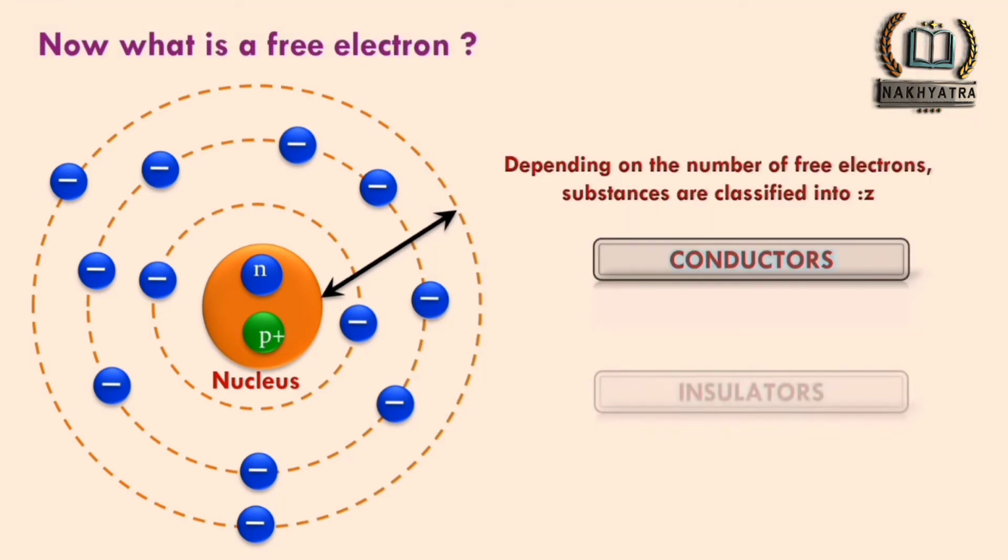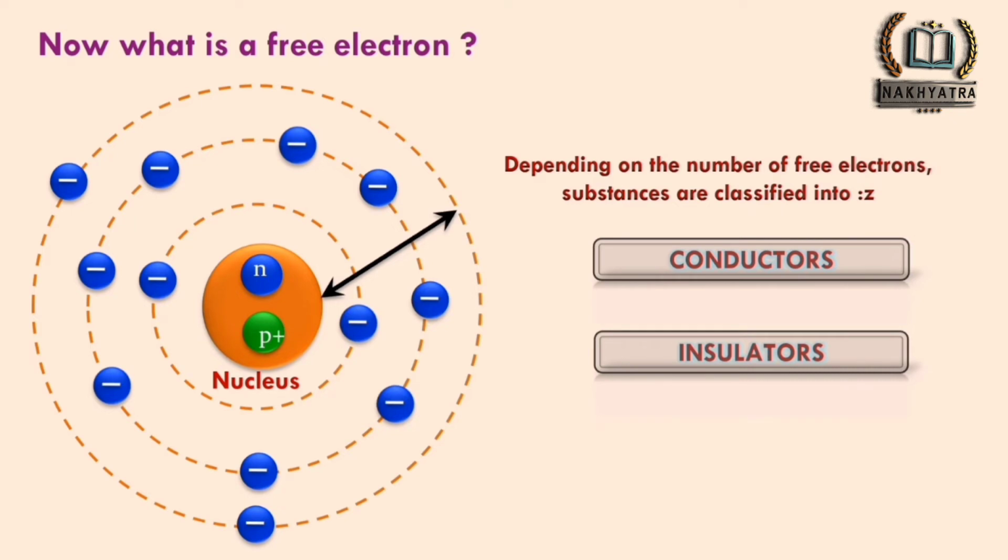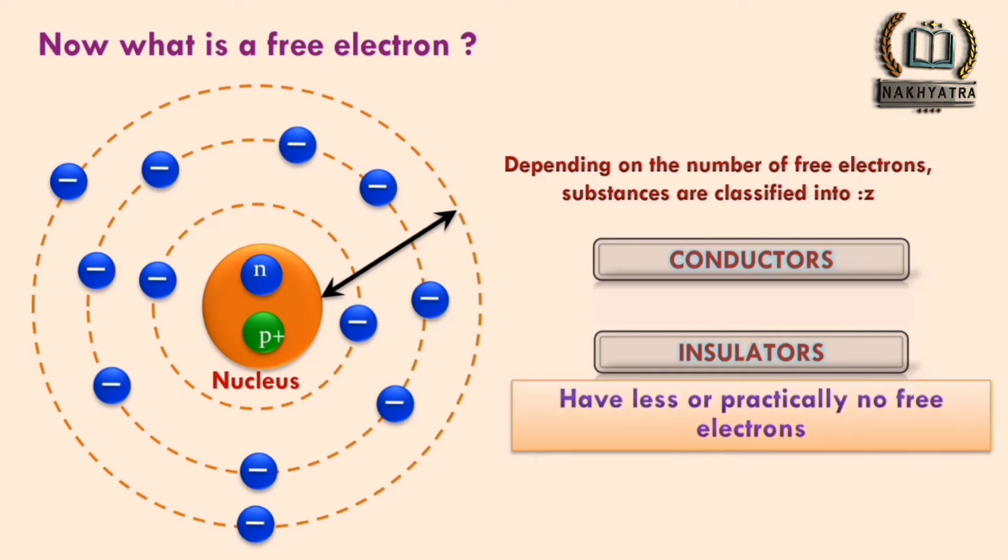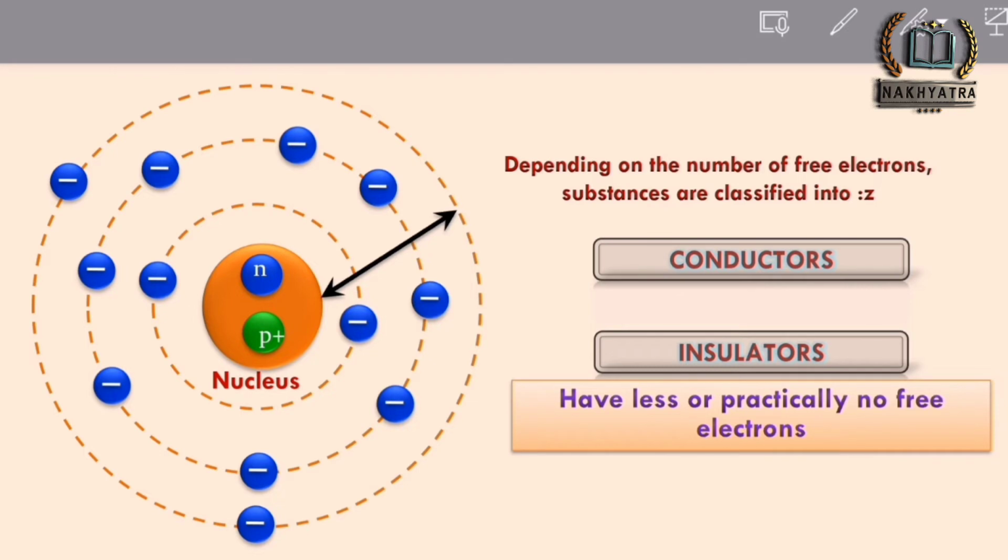Next is insulators. So what are insulators? In simple language, they are materials where electric current does not flow easily, meaning they have little or practically no free electrons. What are examples of insulators? Like glass, wood, etc. These are insulators where electric current cannot pass through.